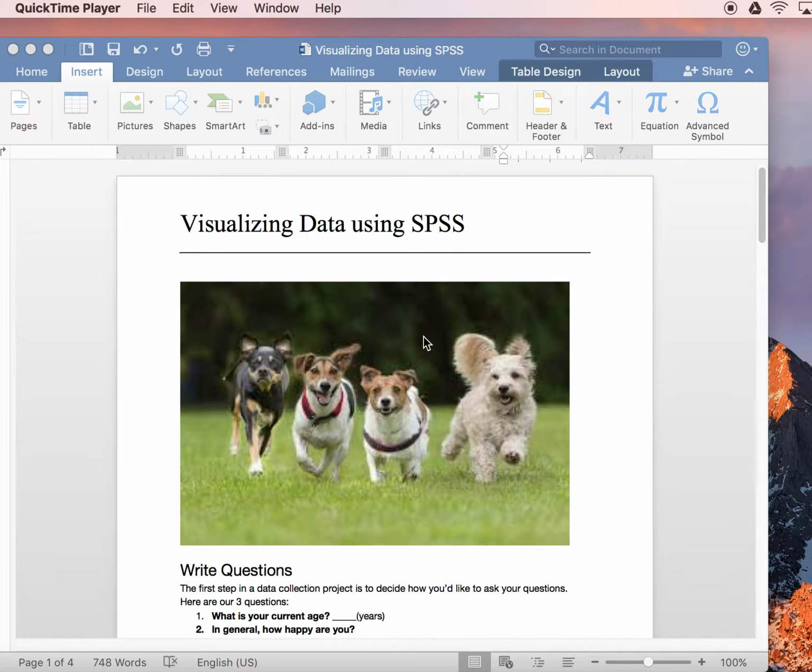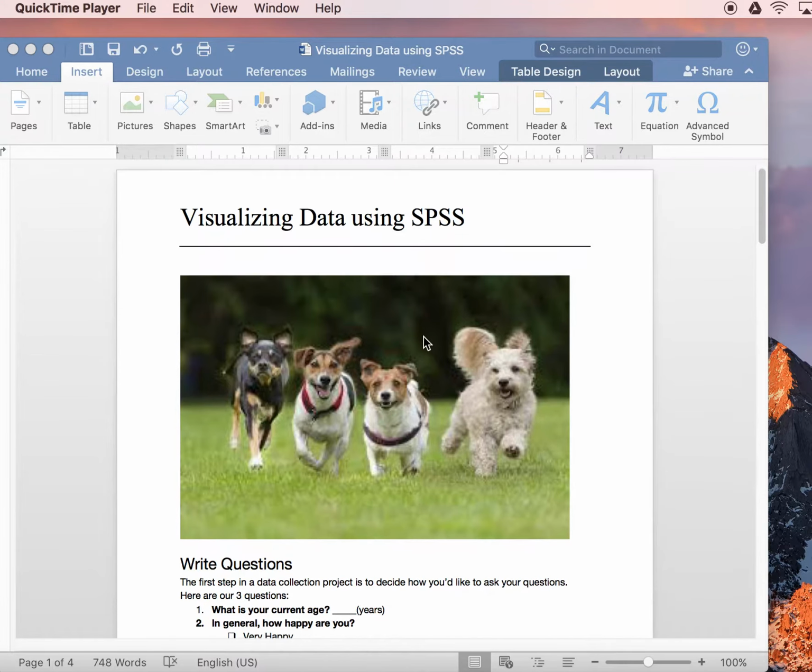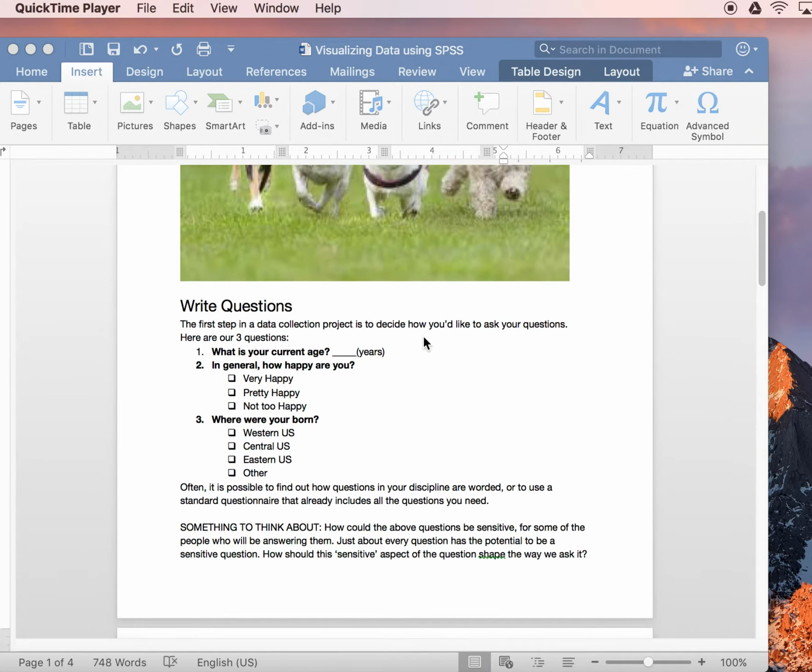First of all, we're going to be doing this all the way from the beginning, from scratch. So not only are we going to talk about writing the questions for the data that we're going to collect, but then also how do we go about collecting it, how do we enter that data into SPSS, and then create and interpret the graphs that go with it. So let's start off by looking at the concept of writing questions.